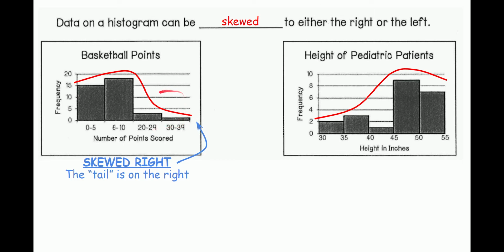Now, what's something that will help you remember? Well, the tail, if you want to call this a tail, is on the right side. So imagine this is a big animal and it's got a tail dragging on the ground. If the tail is on the right, then it is skewed on the right. Likewise, on this graph right here, it is skewed on the left because the tail is over here. So the tail is on the left. That means it is skewed to the left.